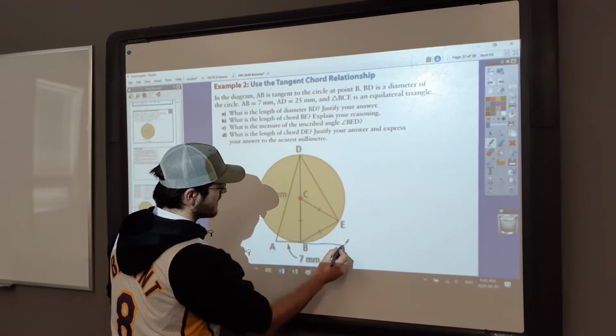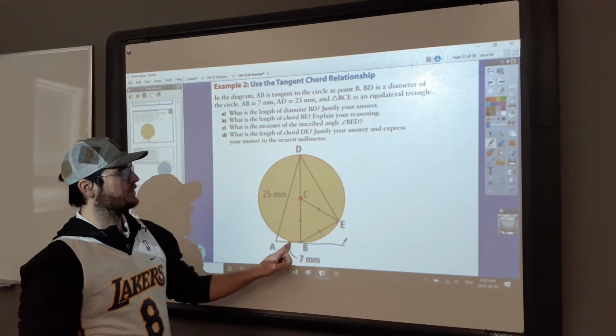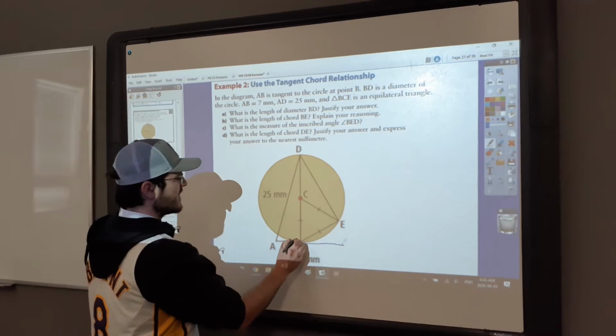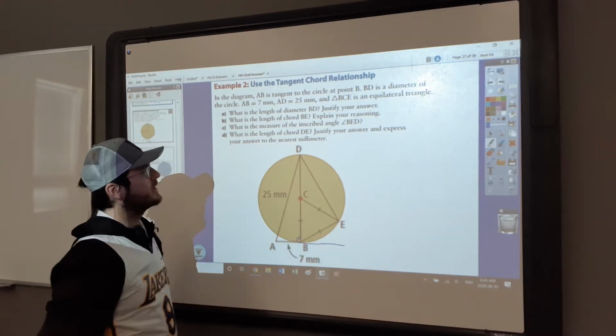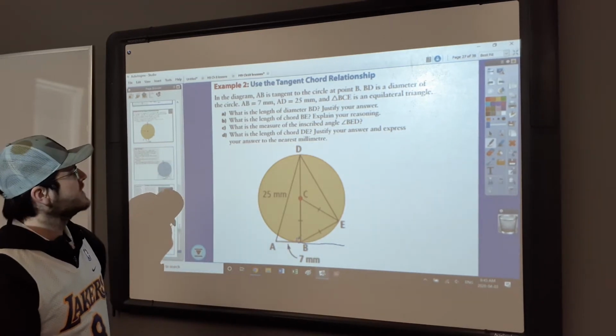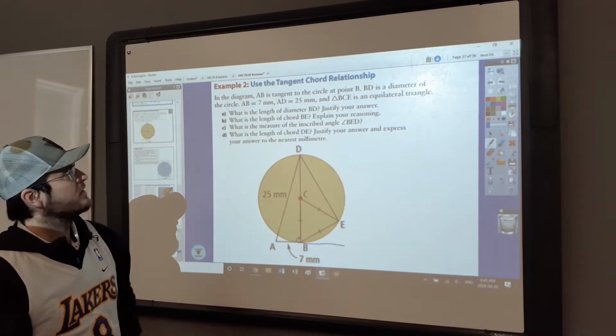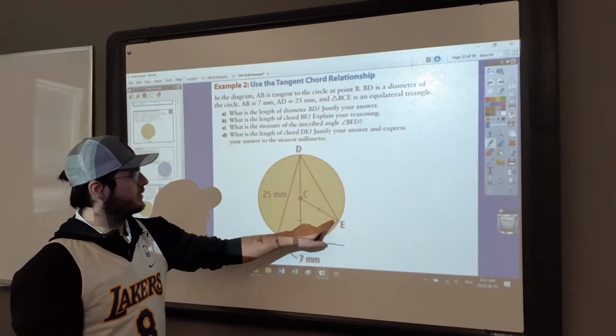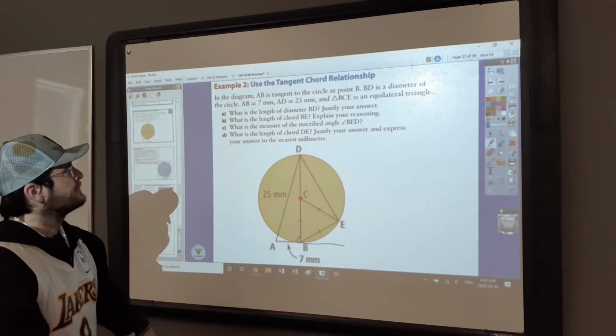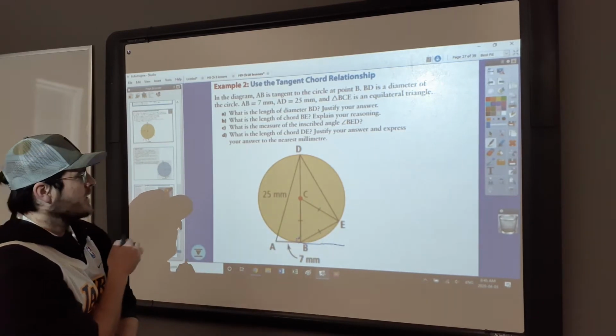Normally what we've seen is that that line keeps going, but it doesn't have to. You could just have this line. So if it's tangent at point B, that gives us a 90-degree angle there. BD is the diameter, AB is 7, AD is 25, and this is an equilateral triangle, which it shows us based on that. Okay, so what's the length of the diameter?